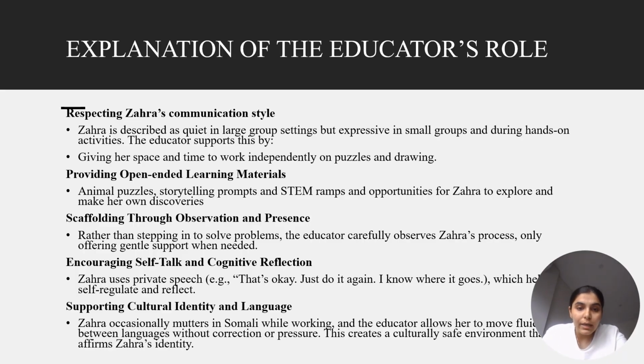Scaffolding through observing and patience. Rather than stepping into her problem solving, the educator carefully observes Zara's process, only offering gentle support when needed. Encouraging self-talk and cognitive reflection. Zara used private speech like "that's okay, just do it again," which helps her self-regulate and reflect.